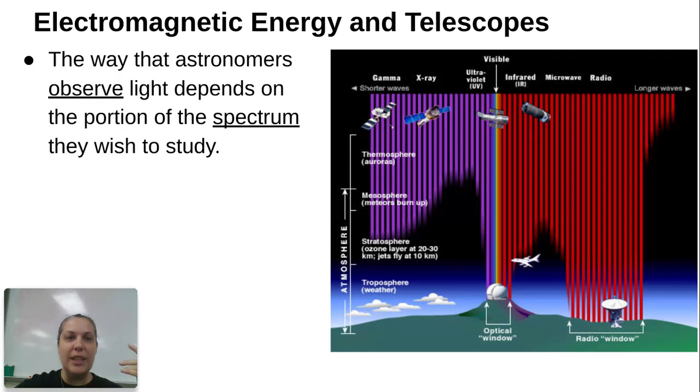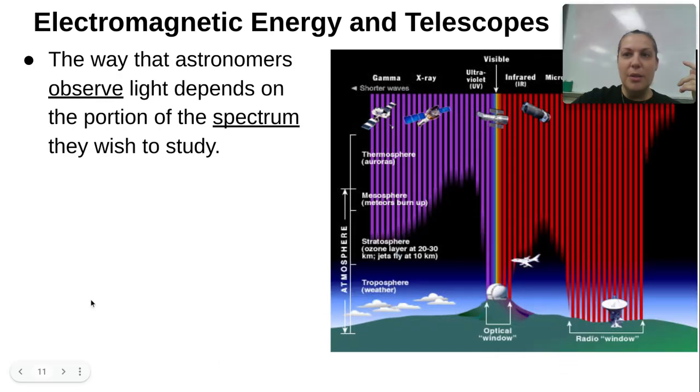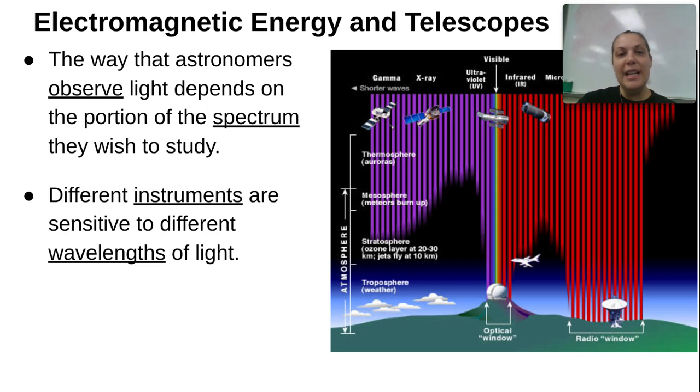So how do we actually use these? Well, stars are the most common thing that the electromagnetic spectrum is emitted by. And the way that we observe the light depends on the portion of the electromagnetic spectrum we want to study. Remember, electromagnetic energy and light, they're the same thing. Visible light is what we see, but any part of the electromagnetic spectrum we call light. And we have to use different instruments in order to determine these different properties because different instruments are sensitive to the different wavelengths of light.